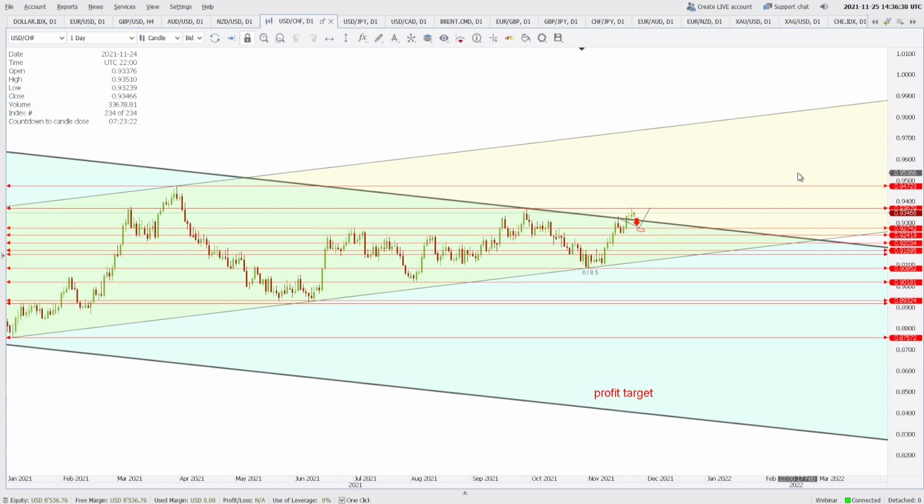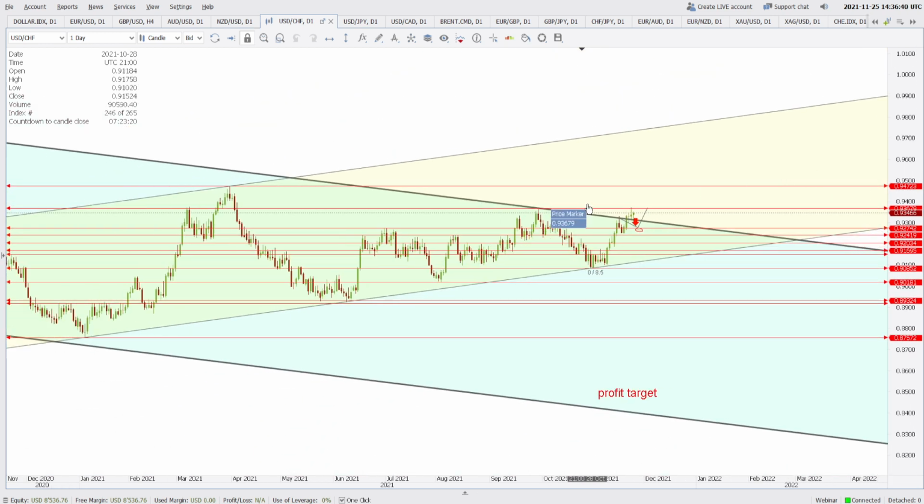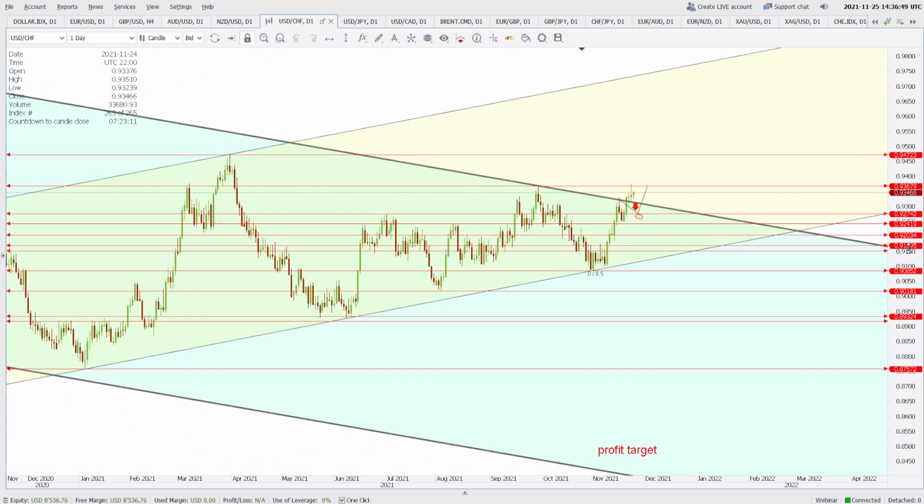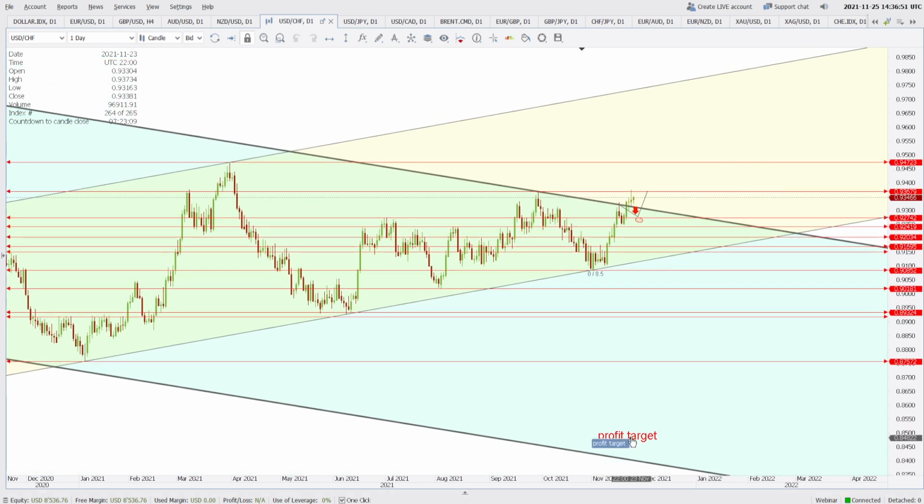Once it clears this hurdle of 0.9367, I think we should be expecting 0.9472 then. But right now 0.9367 is the level of resistance, and 0.9472 is the second resistance after that.